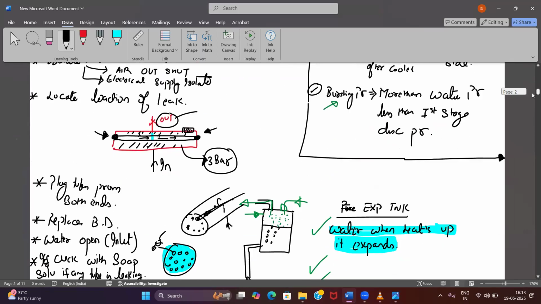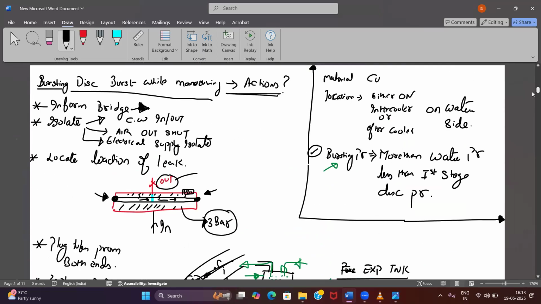Sir, if a tube is leaking, then what? If some other tube is leaking, plug that one. You can plug 10% of the tubes. Maximum what is allowed is 10% for any cooler. Even for the boiler, the lower tubes. You should tell the points.